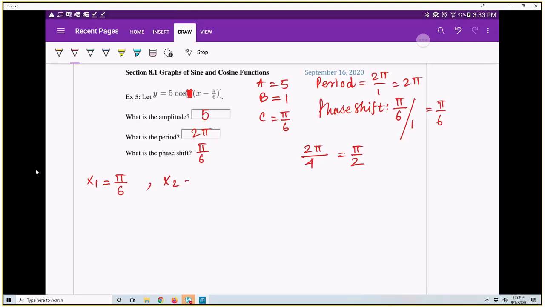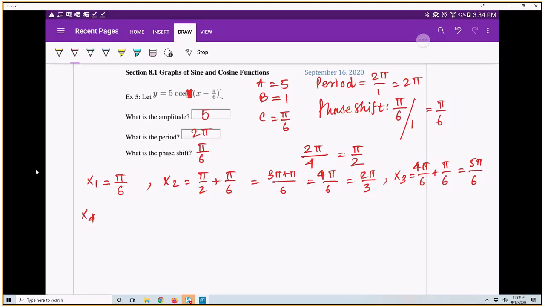So x2 will be pi over 2 plus pi over 6 in the common denominator. So that will make it 3 pi plus pi over 6. That's 4 pi over 6, which is 2 pi over 3. The third key point is 4 pi over 6 plus pi over 6. So I get 5 pi over 6.